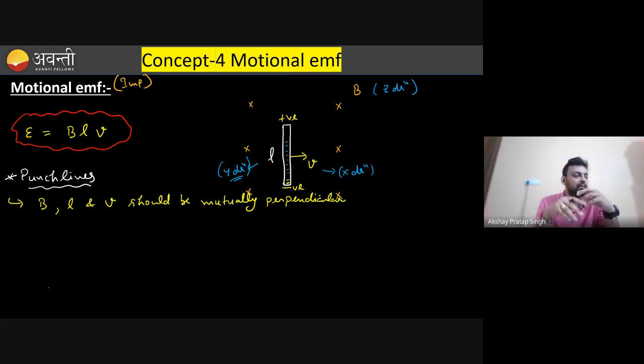Now, someone might say, sir, if it is not perpendicular, like if velocity is not perpendicular to the length, then you should take the component of velocity which is perpendicular to the length. You cannot use it directly. You need to take the component which is perpendicular to the length. Are you getting my point? So the first thing that you should keep in mind, B, L and V should be mutually perpendicular.